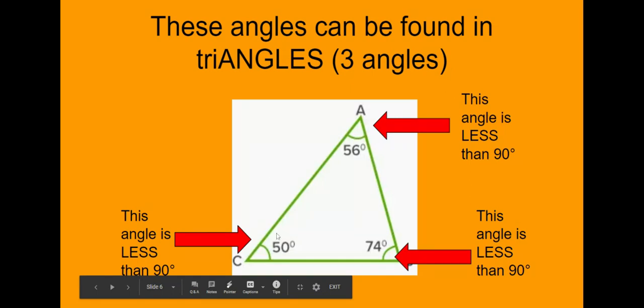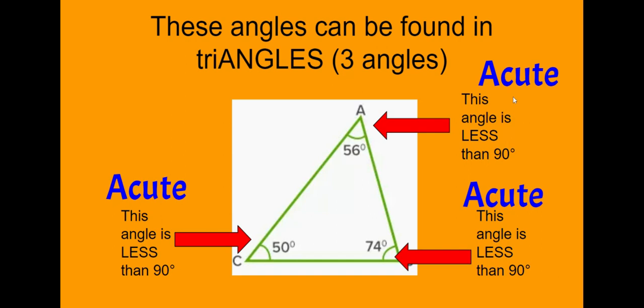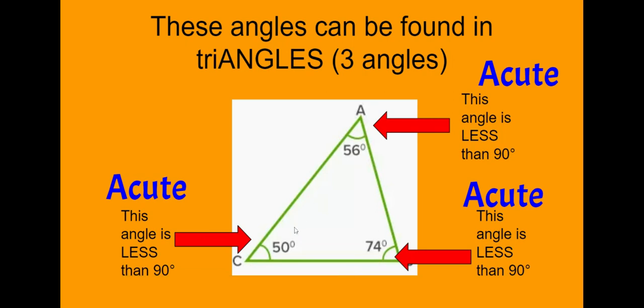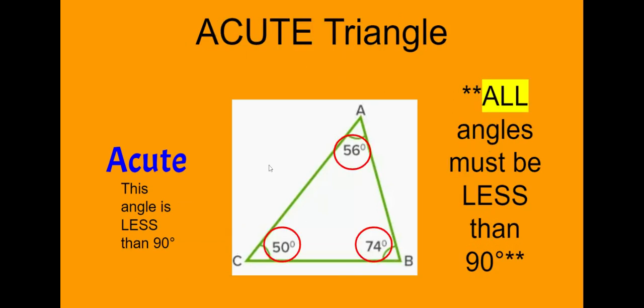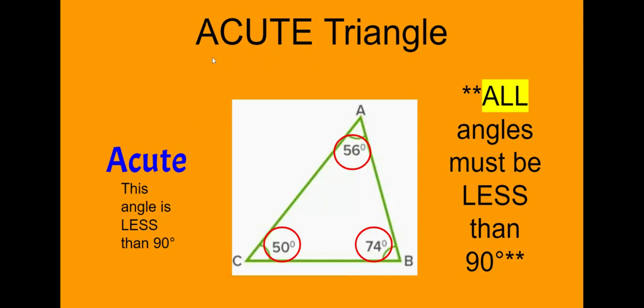There's another triangle. If you look at the measures, 50 degrees, 56 degrees, 74 degrees, all of these angles measure less than 90 degrees. Now think about it. Do you guys remember what type of angle it is called if it measures less than 90 degrees? If you said acute, then you are correct. All 3 of these angles are acute angles. 74 is less than 90, 56 is less than 90, 50 is less than 90. Because all 3 of these angles are acute, this triangle is known as an acute triangle. So all angles must be less than 90 degrees in order for it to be named an acute triangle.